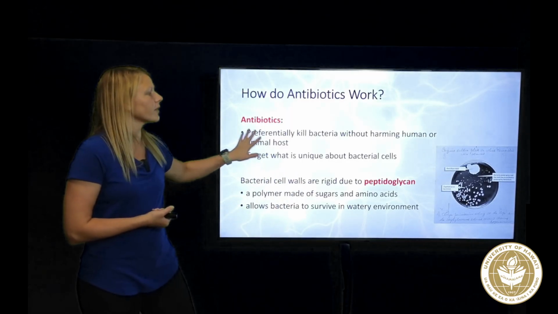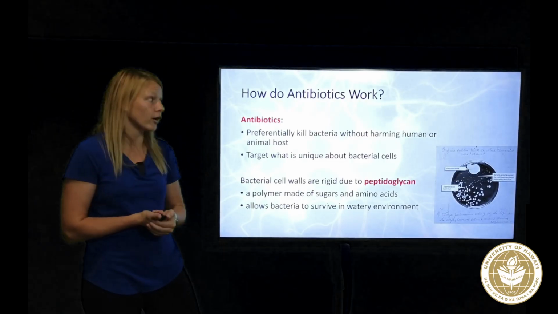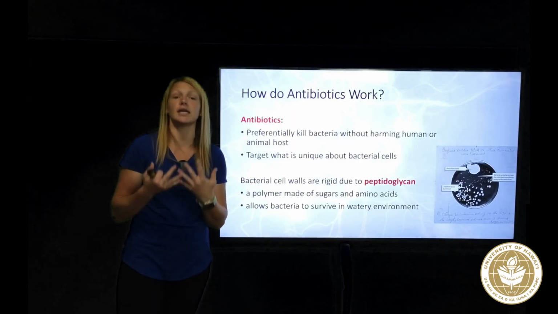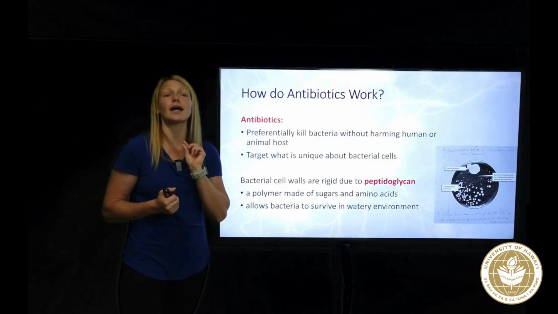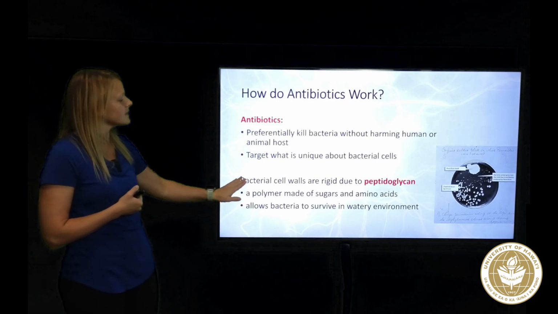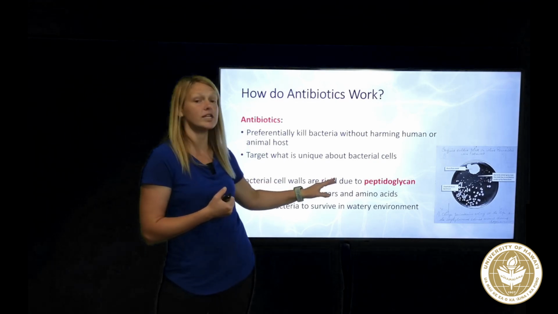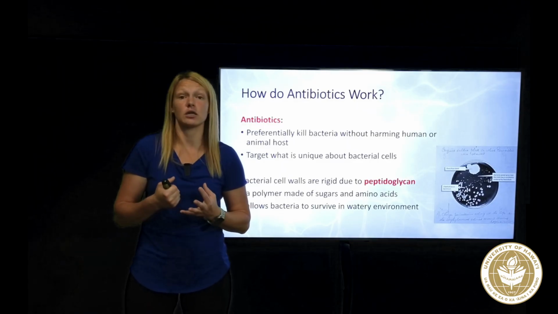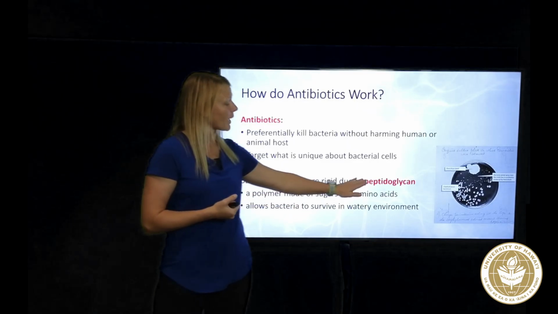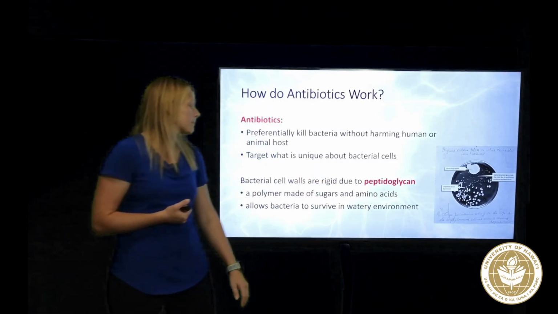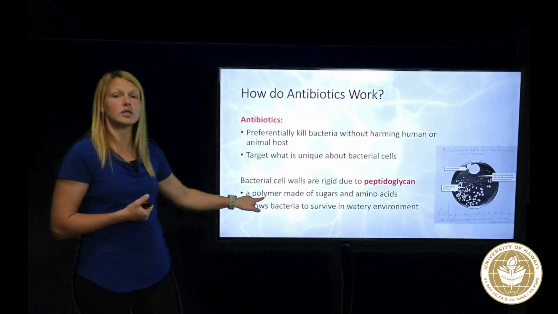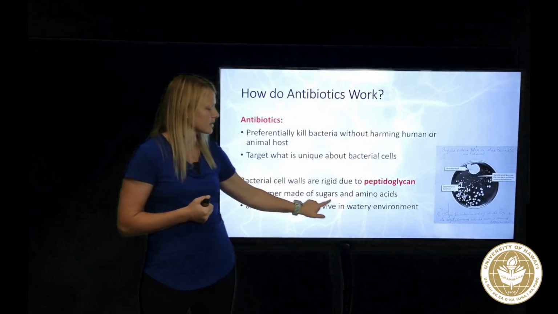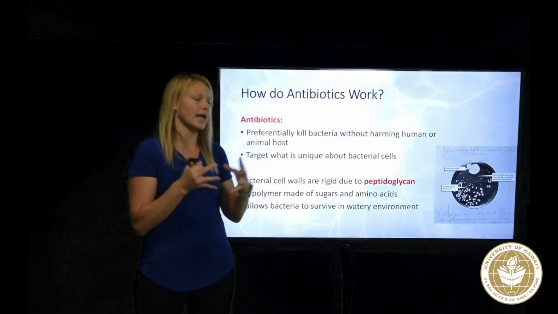Antibiotics are preferentially going to kill bacteria without harming the human or animal host. And they target what's really unique about bacterial cells. That unique thing is that bacterial cell walls are rigid, meaning they're strong, due to their composition. They are composed of peptidoglycan. Peptidoglycan is a polymer, so that means it's many monomers put together, made of sugars and amino acids. So both carbohydrates and proteins together.